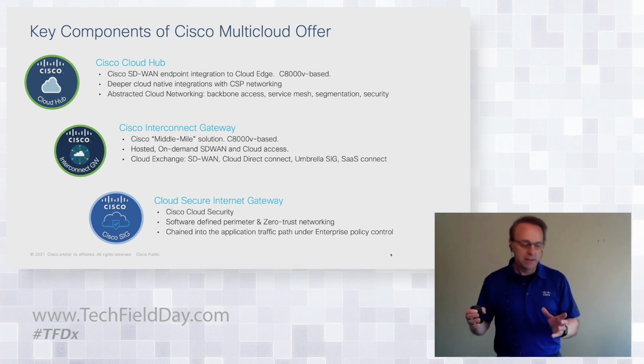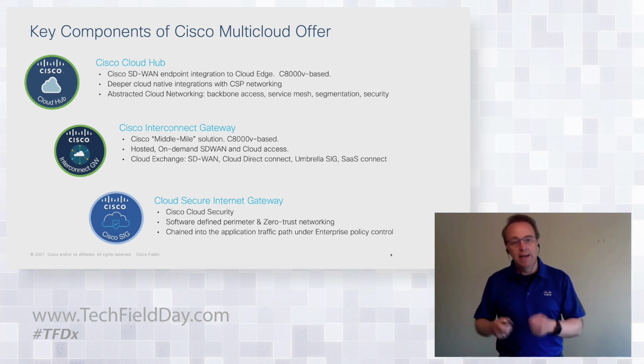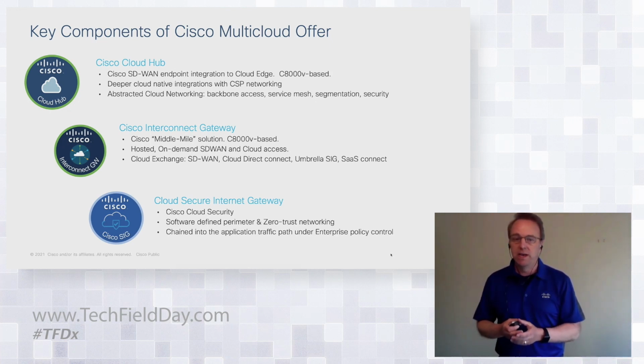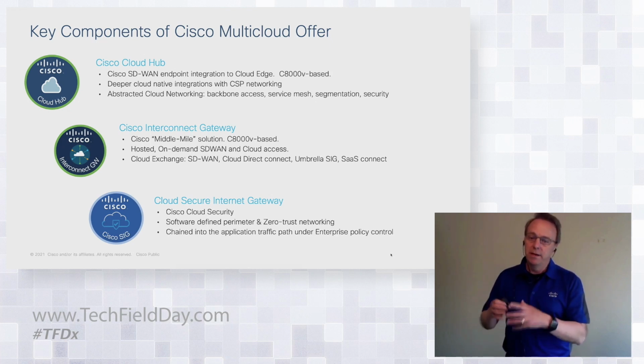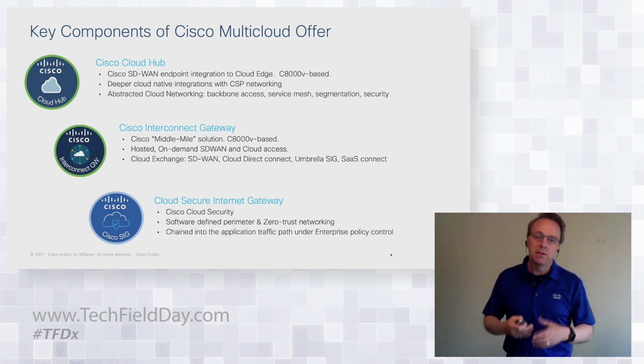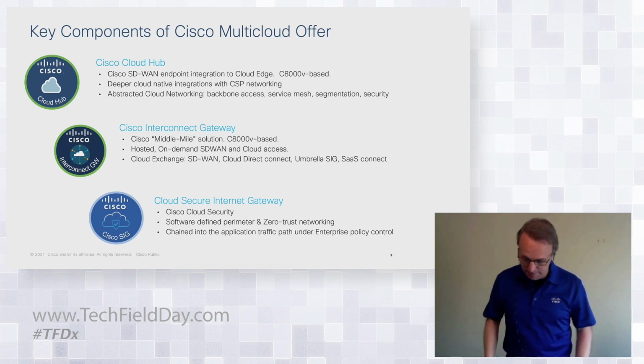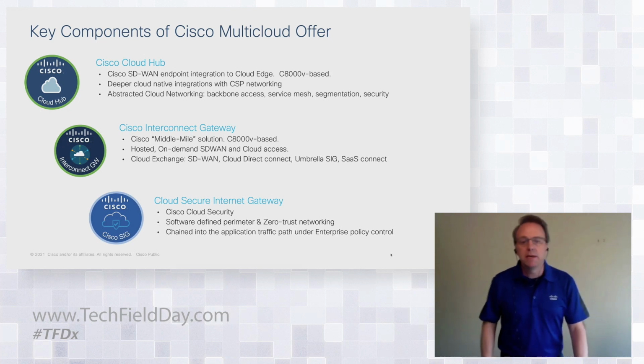Then this new product that we're bringing out right now, we call the Cisco Interconnect Gateway. And again, this is now Cisco's middle mile solution. So this is our solution for hosted SD-WAN at co-location facilities. Again, C8000V based. Okay, we're trying to go with more an elastic model, an on-demand model where basically we're hosting a CSR 8000V based service with a colo provider. Our first provider is going to be Megaport.